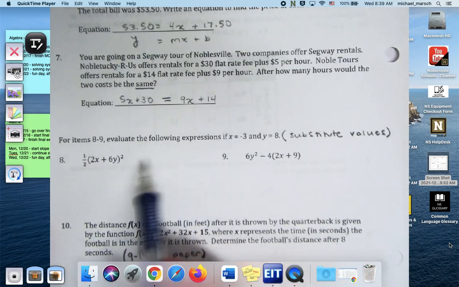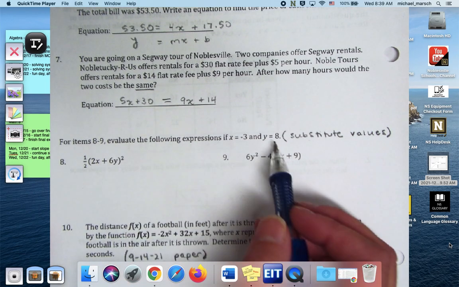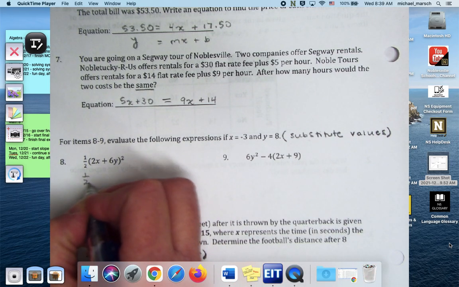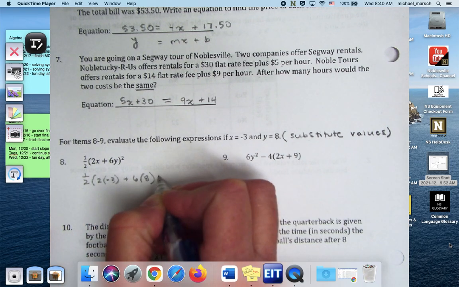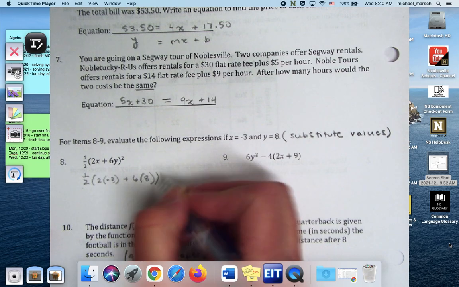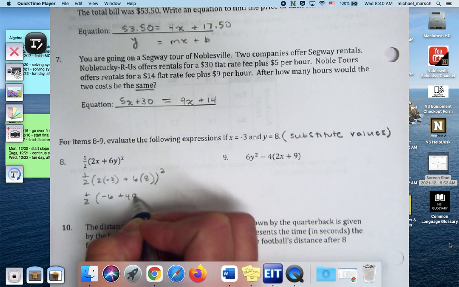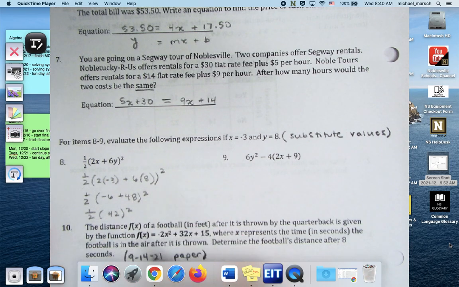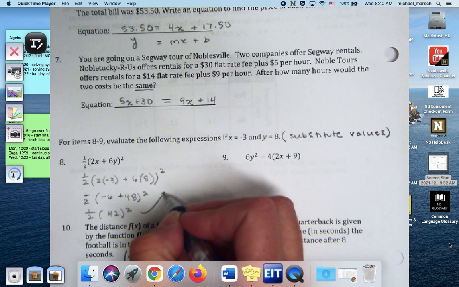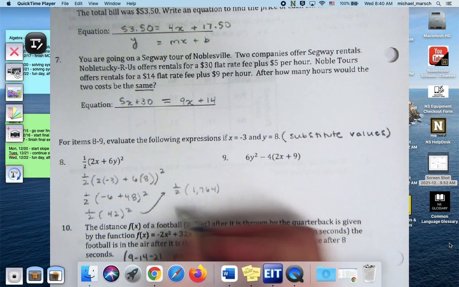All right, evaluating. So we're basically just substituting the values in. So I'm going to put a -3 for x and an 8 for y. So I'm going to get 1/2 times the quantity 2 times -3 plus 6 times 8 squared. I'm going to get 1/2 of negative 6 plus 48 squared. So 1/2 of 42 squared. So then I get 1/2 of 1,764. So my final answer is 882.